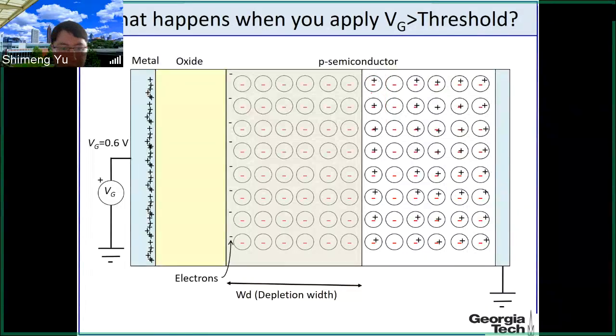Okay, so then this is the inversion. The surface becomes n-type. So that's why this structure is called n-type MOS, nMOS.